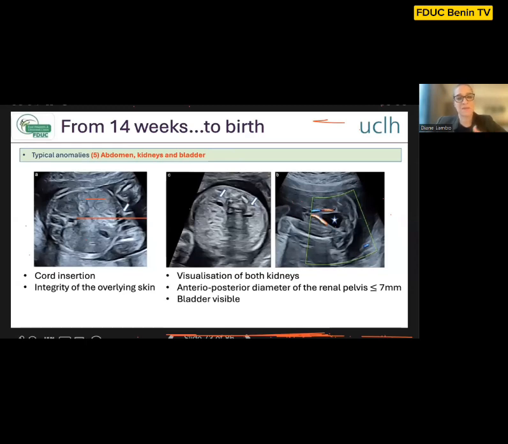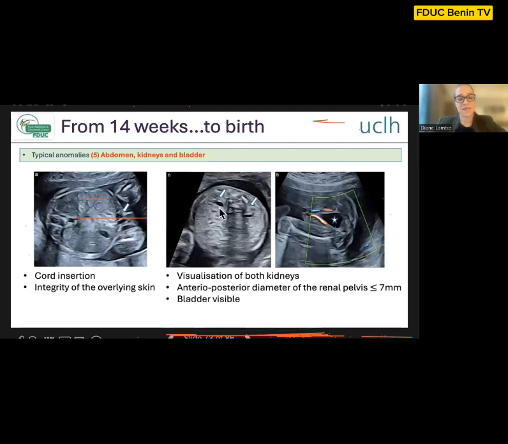So moving on to the abdomen, and this is very much similar to the first trimester, you'll be pleased to know. Essentially what you're looking at is the integrity of the abdominal wall. So you can see that here, identified by the white arrow. So the cord inserts into the abdominal wall. You can't see any overlying defect. There's integrity of the overlying skin.